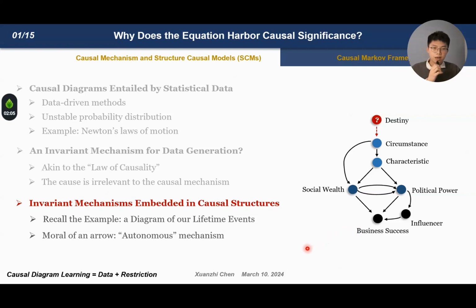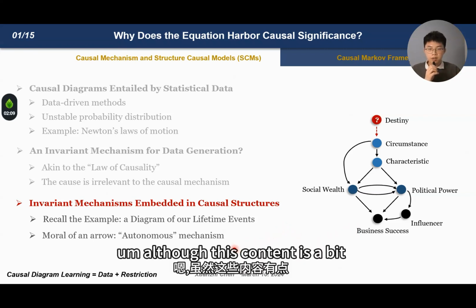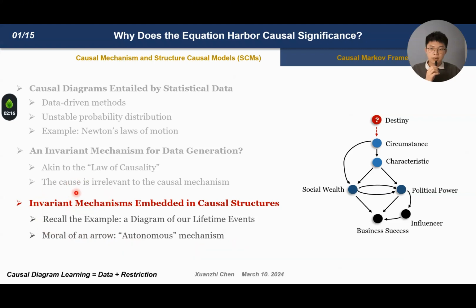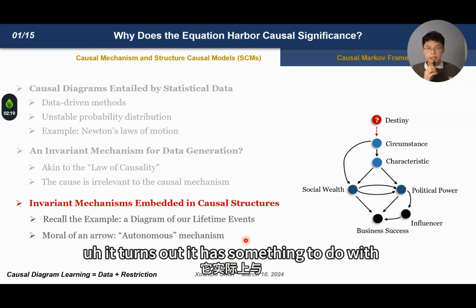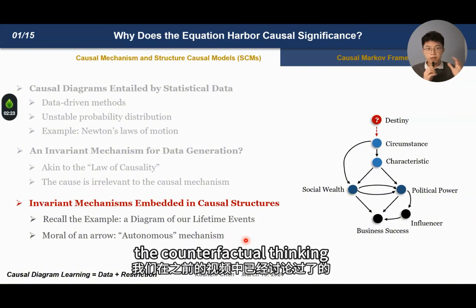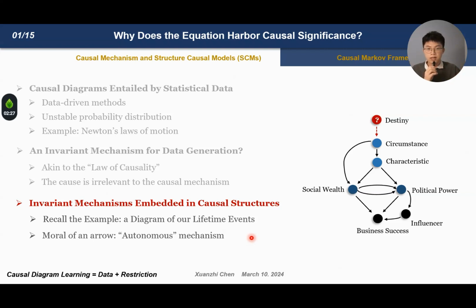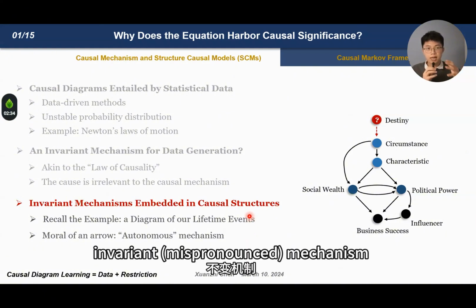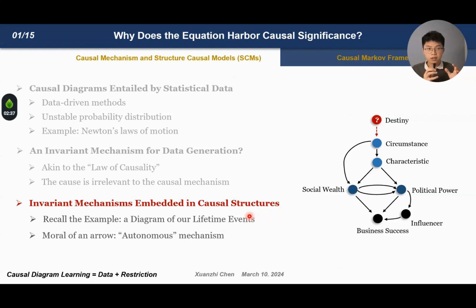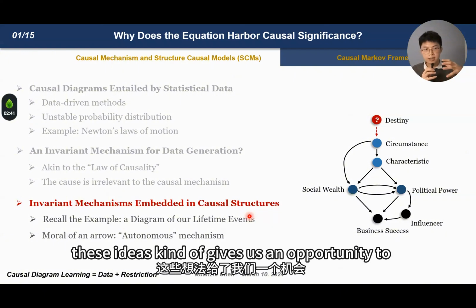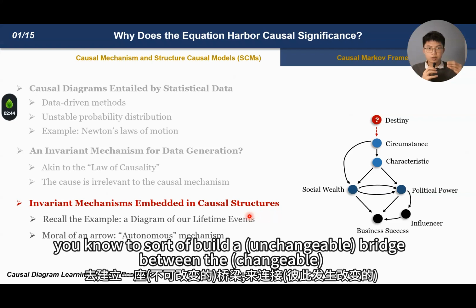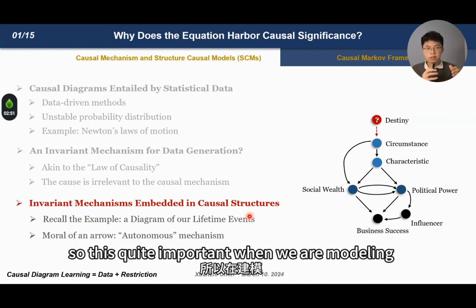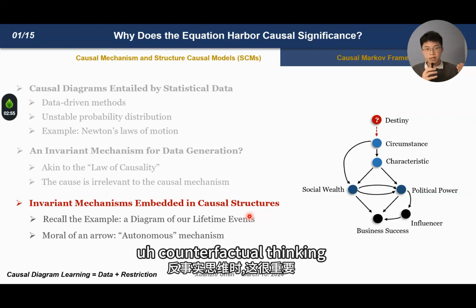Okay, so additionally, I want to make a supplement. Although this content is a bit outside of this presentation, I think it's very important. That is, when we are talking about this invariant mechanism, it turns out it has something to do with the counterfactual thinking, which we have already discussed in the previous episode. That is, if there's a causal diagram equipped with some invariant mechanisms, then such things are unchangeable. So these ideas give us an opportunity to build a bridge between the current world and the counterfactual world. This is quite important when we are modeling counterfactual thinking.